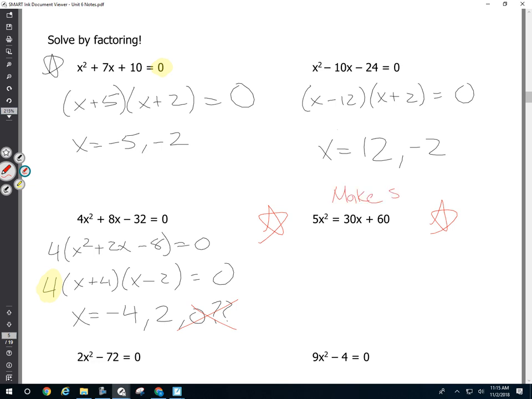Make sure we have equal to 0, which means get rid of the 30x, subtract it from both sides, and subtract the 60 from both sides. Rewrite the equation as 5x squared minus 30x minus 60 equals 0. Factor out big old 5.